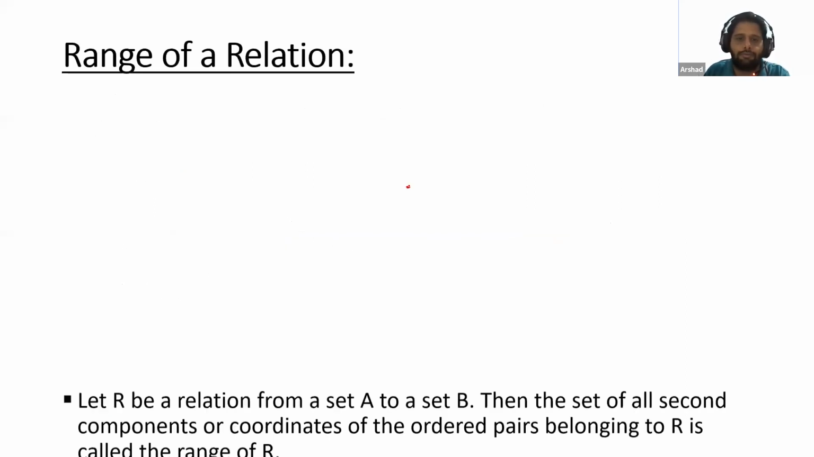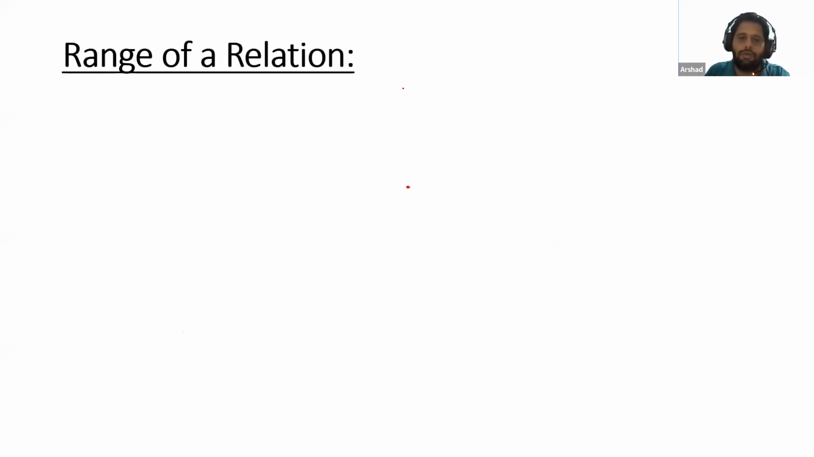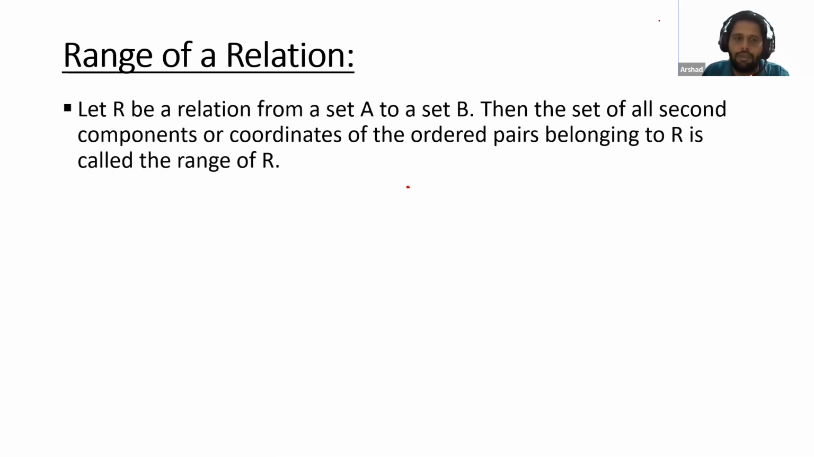Next is the range of a relation. What is the domain? The first component. What is the range? The second component. The set of second components of the relation R is called the range of the relation. So what is the range? Let R be a relation from set A to set B.